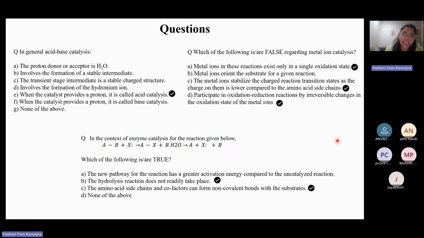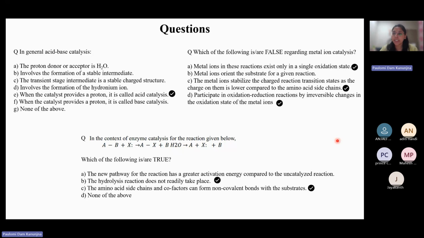F says when the catalyst provides a proton, it's called base catalysis. Basically, it's the same statement. So E is correct: if it provides the proton, as we know, acid provides the proton, it's acid catalysis. Base accepts a proton, so it takes away the proton. So that is base catalysis, right?